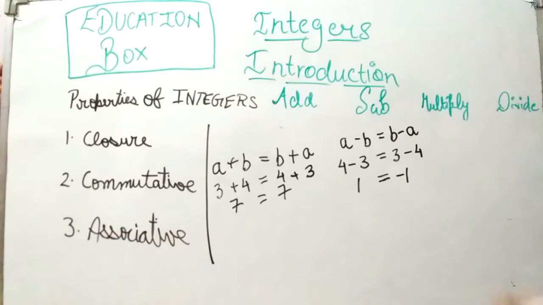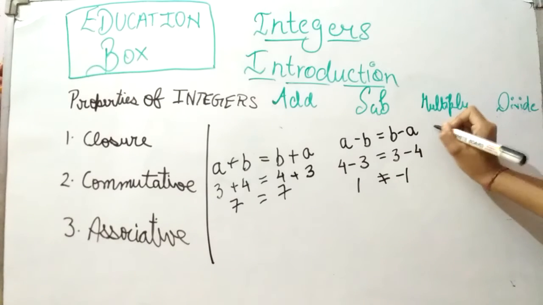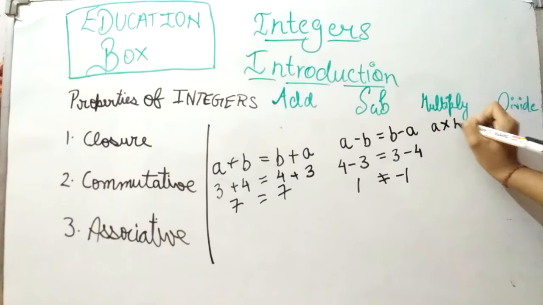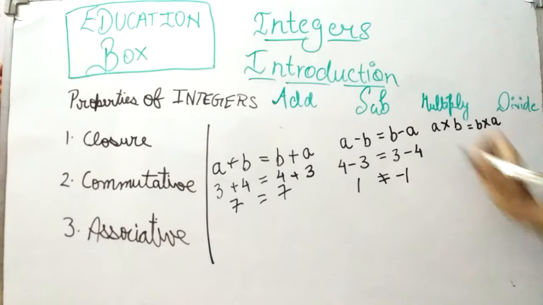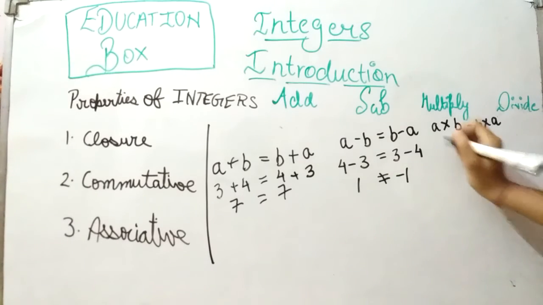Now we write it not equal to. Now let's test this property in multiplication. If we multiply A into B, then our answer will also be equal to B into A. Let's check this property. Suppose we take these numbers only.